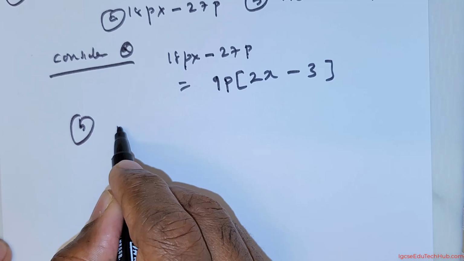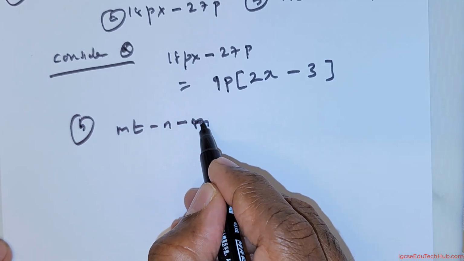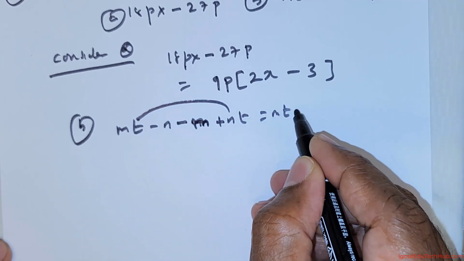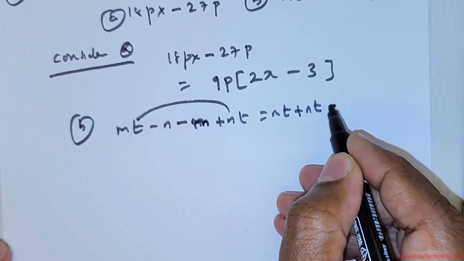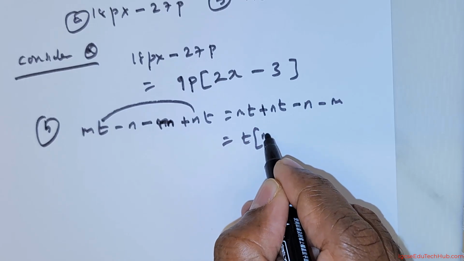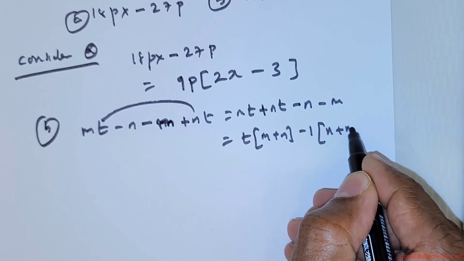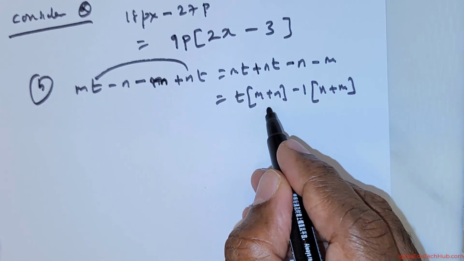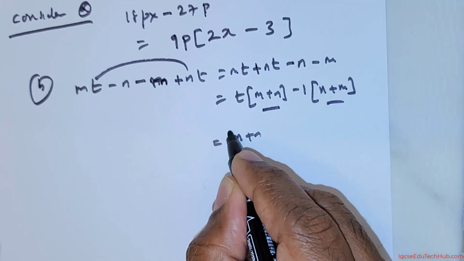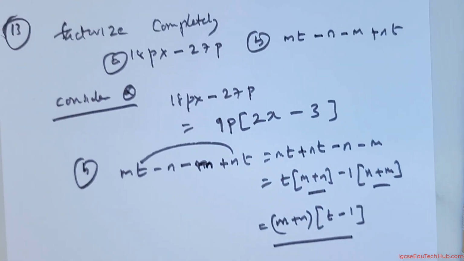Question B, mt negative n negative m positive nt. I'm going to club these two together, mt positive nt, then I have a n and a m. I take t out, I get m positive n. I take negative 1 out, I get n positive m. M positive n, m positive n, I can take them out, giving me t negative 1. So that's the solution for this question.